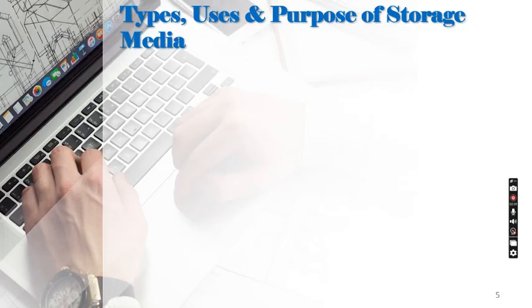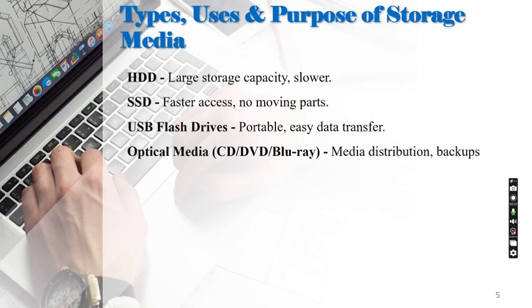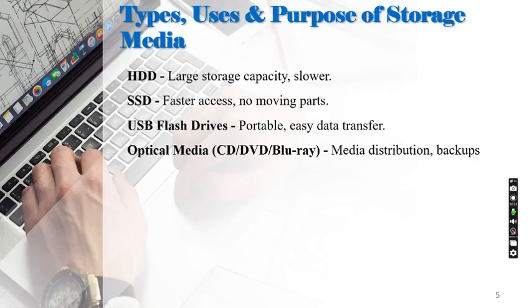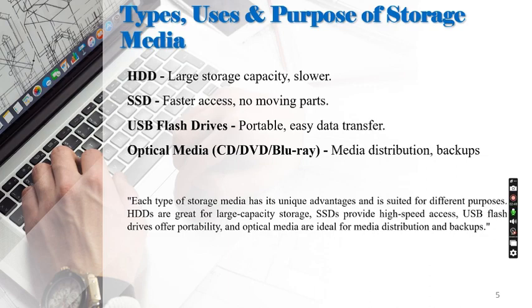Types, uses, and purpose of storage media. HDD: large storage capacity, slower. SSD: faster access, no moving parts. USB flash drives: portable, easy data transfer. Optical media: CD, DVD, Blu-ray, used for media distribution and backups. Each type of storage media has its unique advantages and is suited for different purposes.